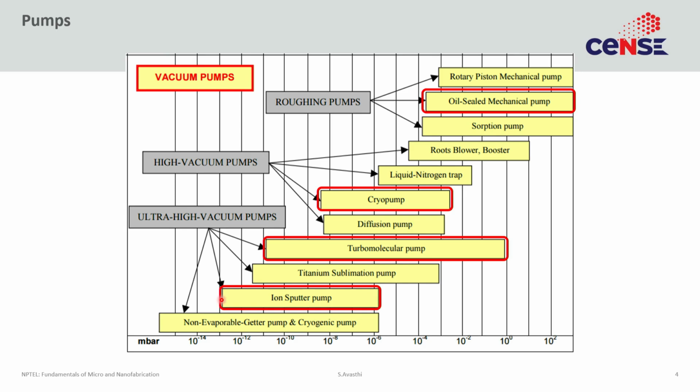The most common pumps used in the modern age tend to be the oil sealed mechanical pumps. These are the simple vacuum pumps. If you don't know which pump you have, you probably have this pump. Cryo pumps are very commonly used. Diffusion pumps used to be very popular, but not so much anymore. They have been replaced by turbomolecular pumps, or turbo pumps, and ion sputter pumps are popular for ultra high vacuum applications.